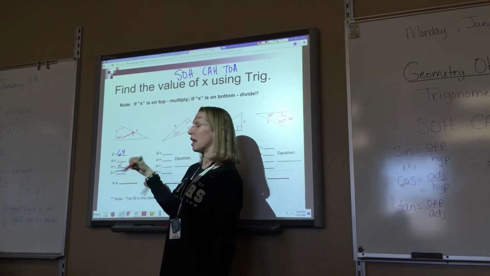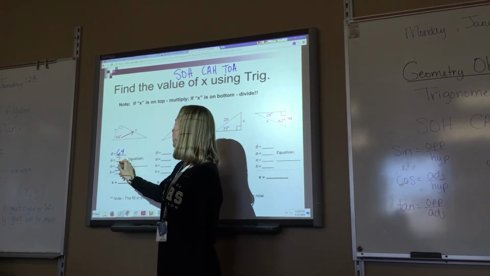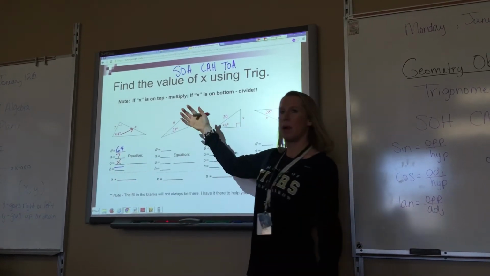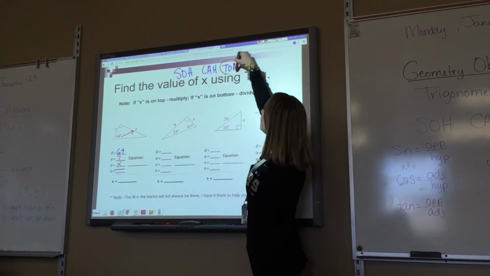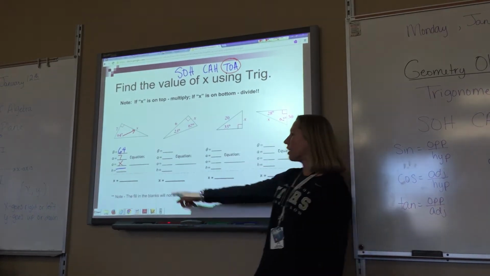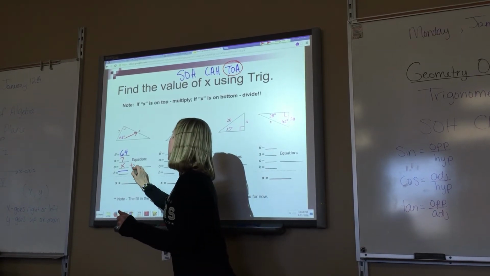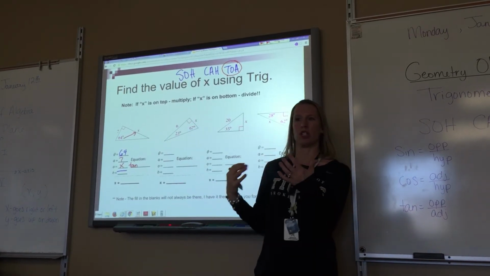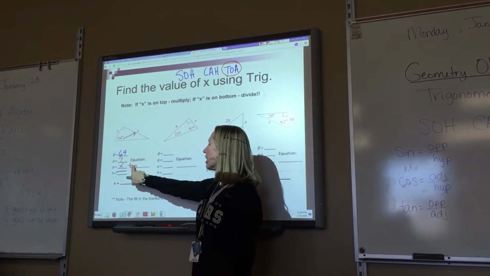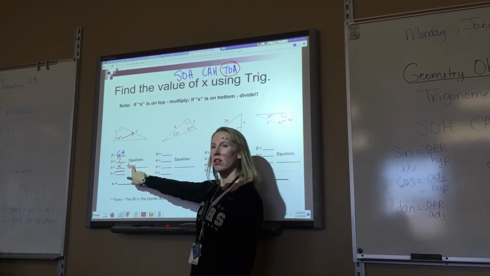What is the opposite, the O side? X. And then what's the A side, the adjacent side? 7. So now that I know there's no hypotenuse, I have to use tan. So when you write the equation, this is how you write it. You always write tan or sine or cosine, whichever it is. Then you have to put the angle next to that. So what's the angle? What's the theta?